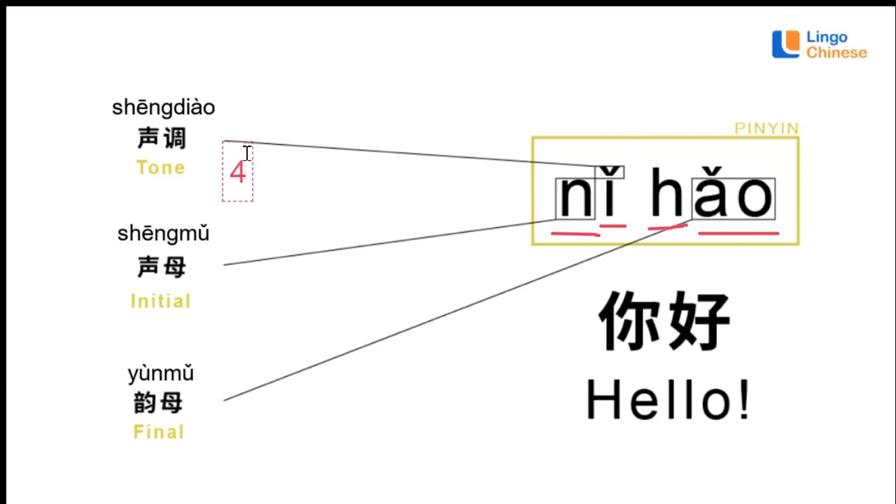Altogether, there are 4 plus 1 tones, 21 initials and 36 finals. So, do you know how many Chinese characters there are in total? Actually, it's over 40,000. But if you want to read newspapers, you don't need to recognize those 40,000 characters. Just around 3,000 is enough.